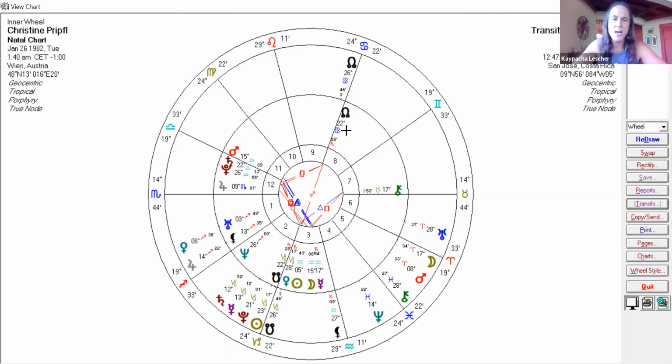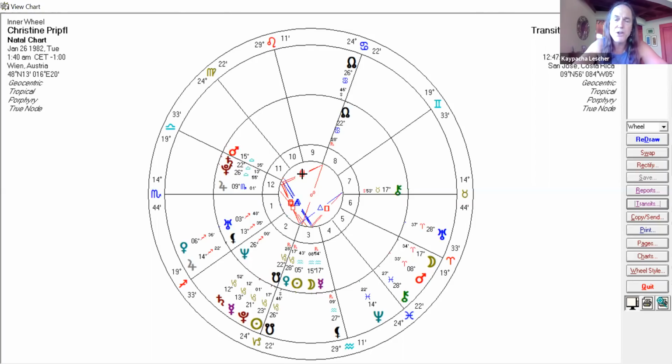This is not the first time that she has ventured into this territory. And we know that because why? She's got Mars, Saturn, and Pluto square the moon's nodes. You see that? You see these little red lines with boxes?